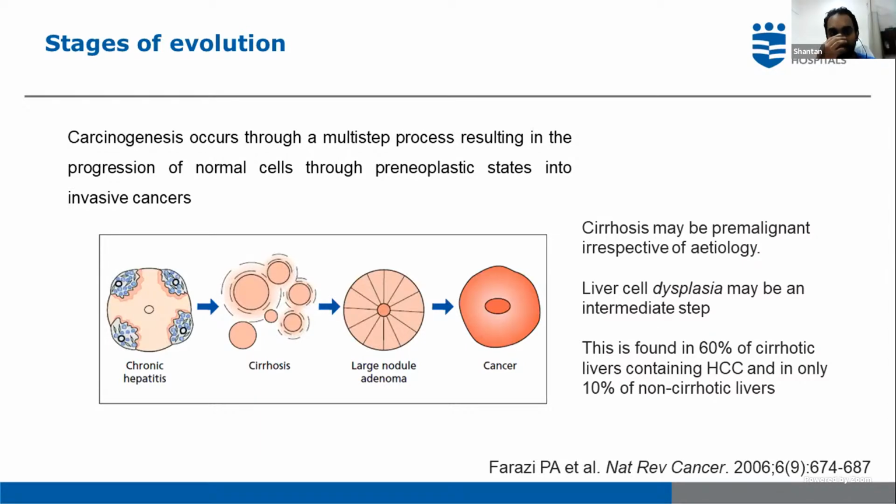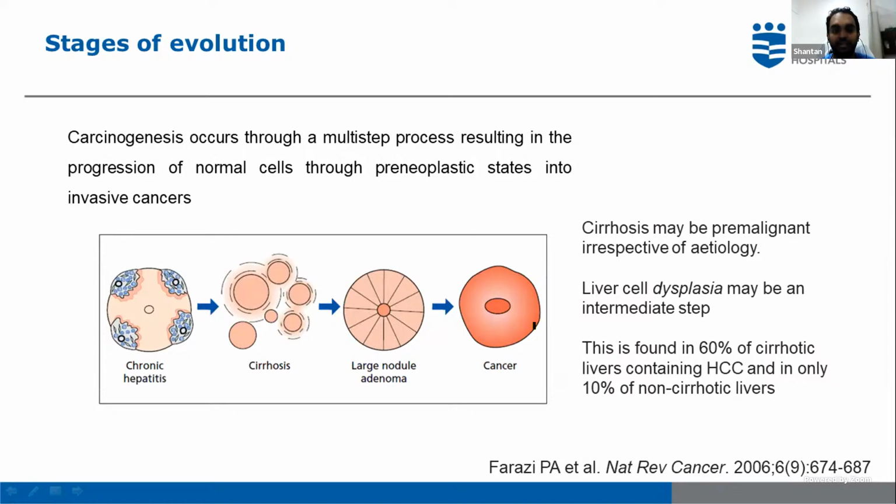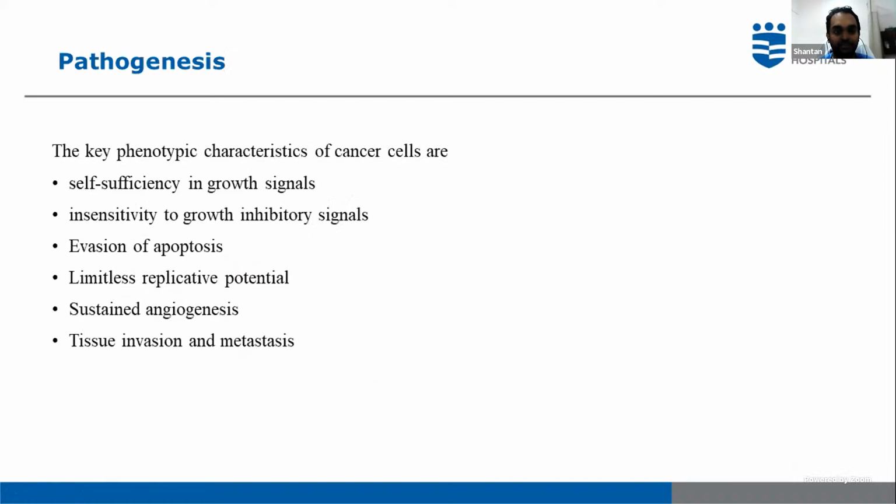For the development of HCC in the liver, it evolves through various stages, where carcinogenesis occurs as a multi-step process. There is chronic hepatitis, then development of cirrhosis in most of the patients, and further the patients develop large nodules or adenoma and later cancer. Cirrhosis itself is pre-malignant irrespective of etiology. Liver cell dysplasia may be the intermediate step, while around 60% of cirrhotic livers contain HCC and only about 10% of non-cirrhotic livers.